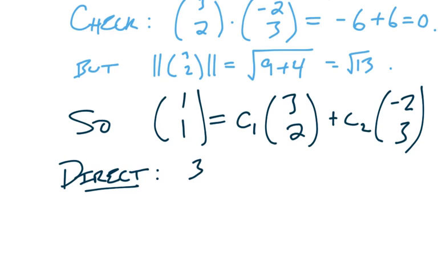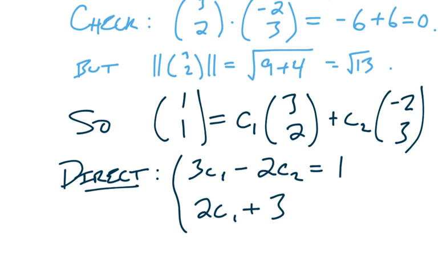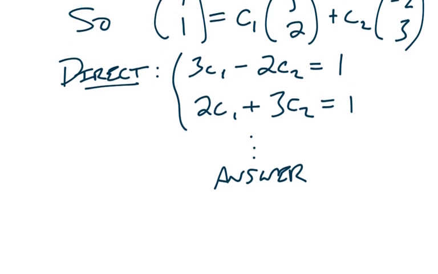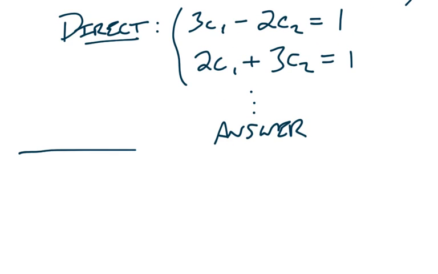Well, then we would have 3c1 minus 2c2 should be equal to 1. And we would have 2c1 plus 3c2 should be equal to 1. And so you just solve this however you want to. And you do a lot of work, and you come out with whatever the answer is, just using algebra. That's annoying. Let's say it's annoying. So now let's use our theorem.